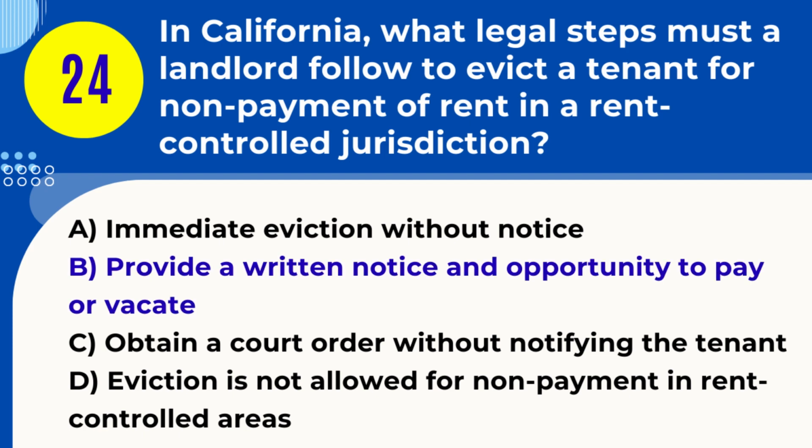Answer: B. Provide a written notice and opportunity to pay or vacate. Explanation: In a rent-controlled jurisdiction in California, a landlord must provide the tenant with a written notice and a specified period to pay the overdue rent or vacate the property before proceeding with eviction steps.